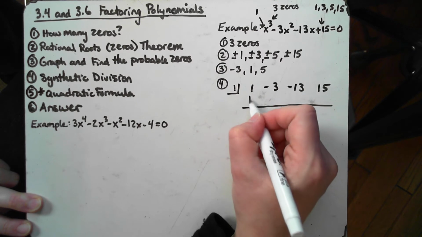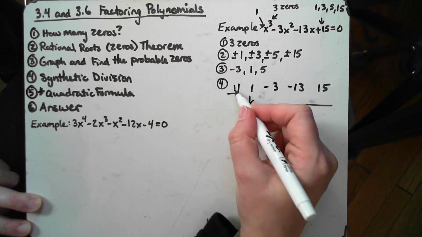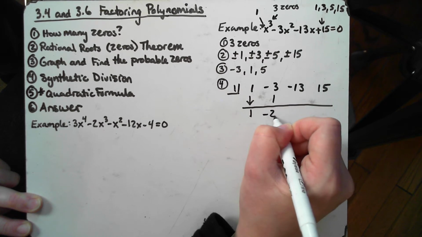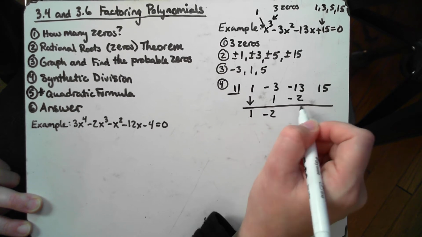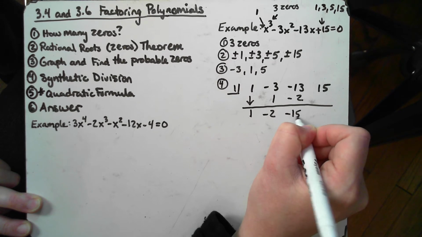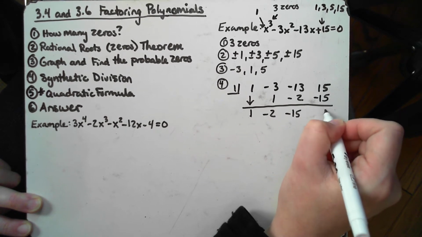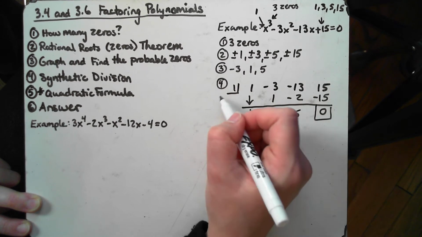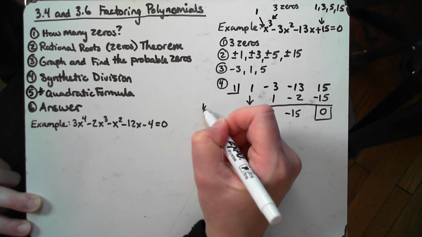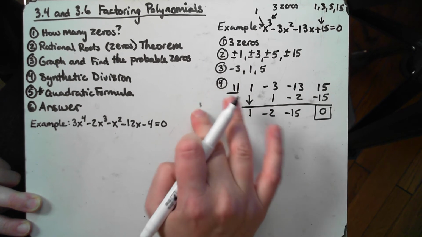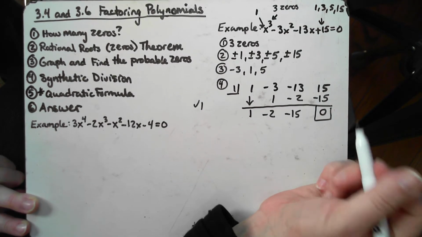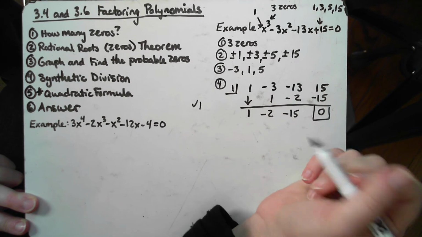Okay, so I'll start off by bringing this down. Then 1 times 1 is 1. Then add. Then multiply by 1. Then add. Then multiply by 1. Then add. Now notice my remainder is 0. That's good. That means that 1 is a factor. Okay, that worked.